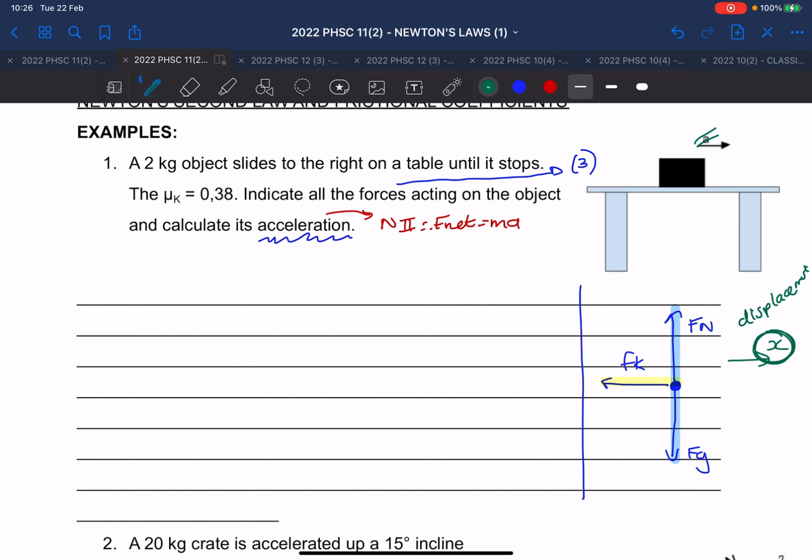Alright, now, they ask for acceleration. In which direction will it accelerate? In the blue or in the yellow? In the yellow. So it means we are going to look at the yellow forces. Okay, so it will accelerate in the yellow direction.